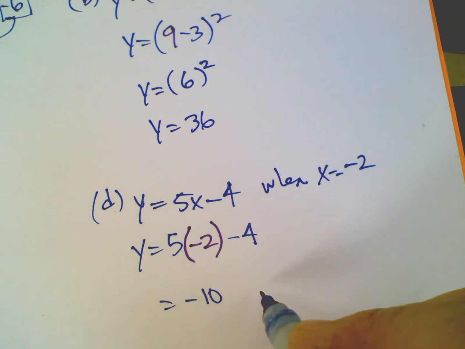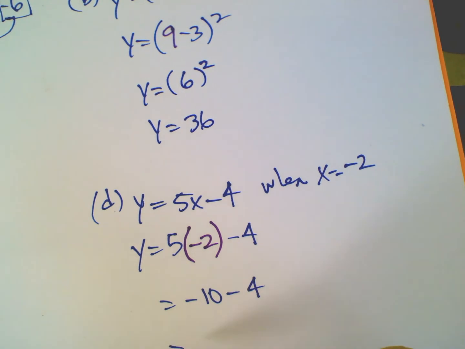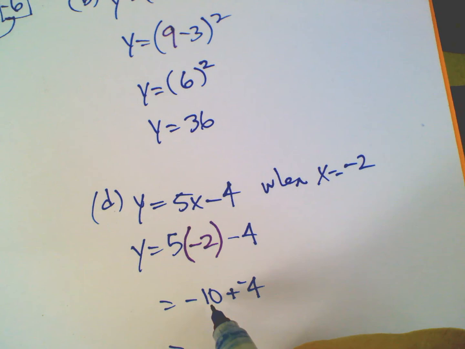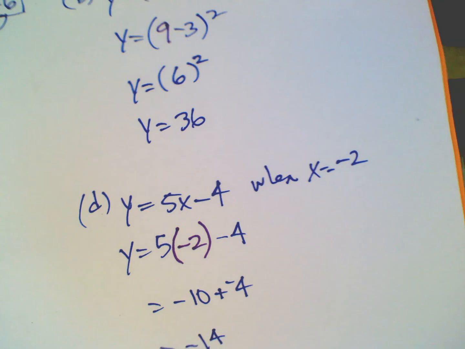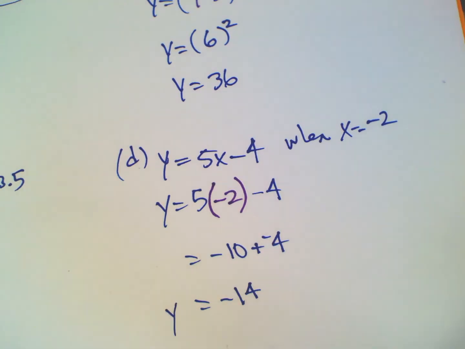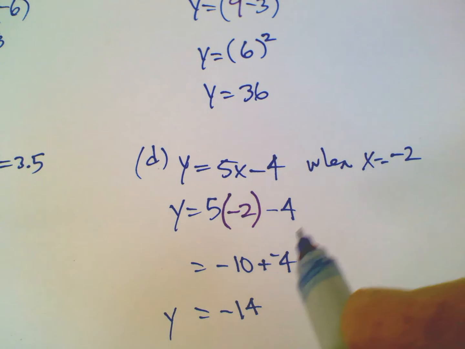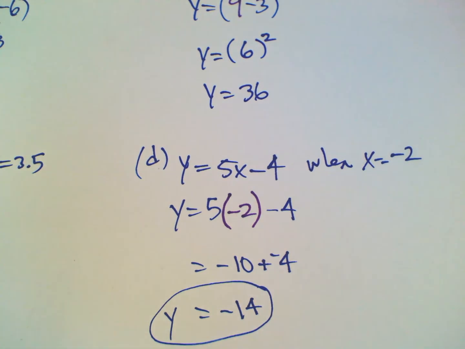5 times -2 is -10 minus 4. So -10 minus 4, right? If you need to look at it as a plus a negative, you can look at it that way. So now you're looking at -10 plus -4, which is -14, right? So y is equal to -14 when x is equal to -2. Okay? There you have it.